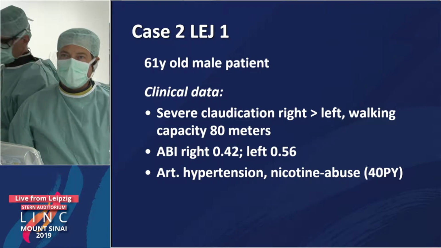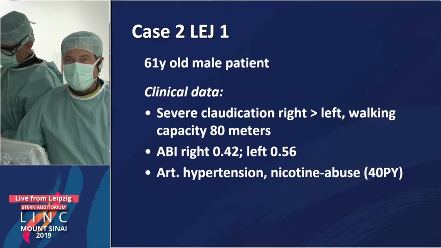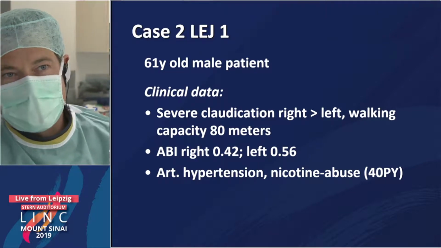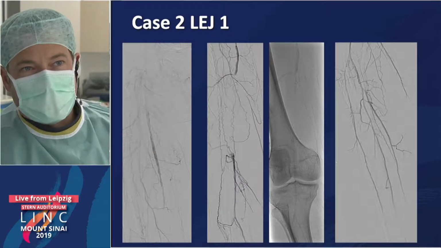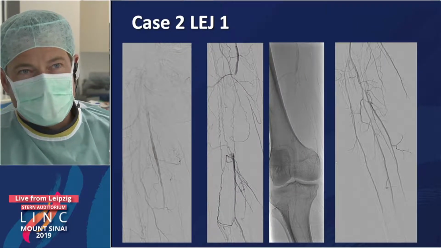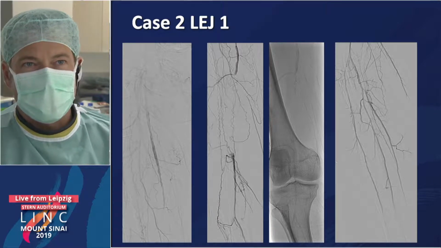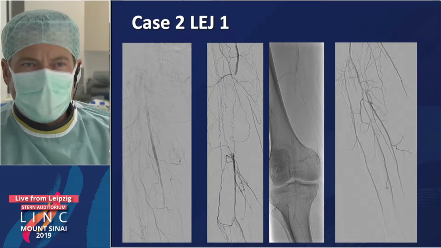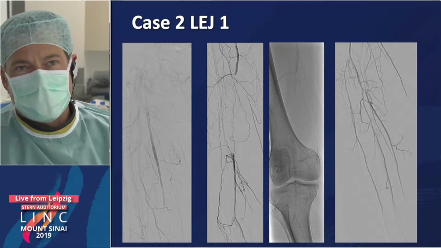Clinical data: severe claudication, right more than left. Walking capacity is 80 meters. ABI right side is 0.4, left 0.5. He has an arterial hypertension. Next slide, please. This shows you the angiogram with the occlusion of the distal SFA, P1, P2 popliteal segment. However, it's a relatively small vessel and also a lot of calcium inside. Runoff is over 3 vessels below the knee.